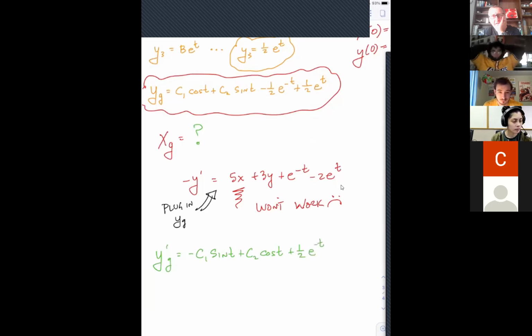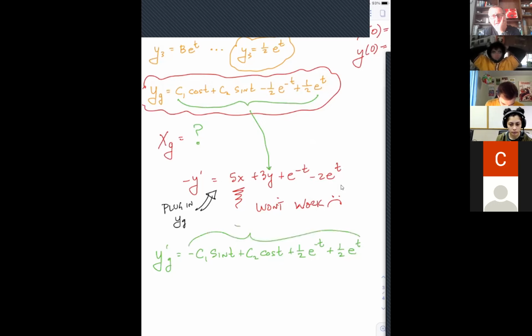And nothing changes in the other one, because the derivative of e to the positive t is just e to the positive t times 1. So there's my first derivative. And so cool, if I take that, so I take this mess up here and stick it wherever I see y, which is right there. And I take this mess right here and I stick it wherever I see a y prime, bam, right there.